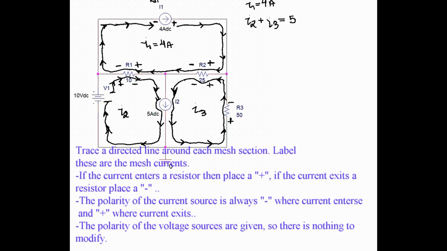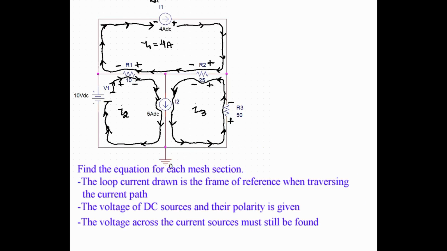Notice that the current source I2 is going to be a sum. So that's labeled I2 on the diagram, but it will be I2 and I3. So the sum of the mesh currents I2 and I3 is equal to 5 amps DC.